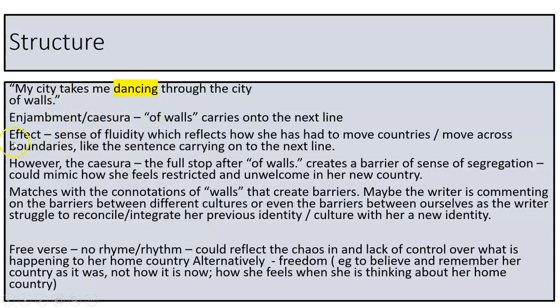So what could we say about this? Well, the effect of enjambement is always kind of fluidity. Things keep moving. And this might reflect how she's had to move countries or move across borders and boundaries. Just like the sentence has to carry on over onto the next line, she had to carry on moving from one place to the next. She wasn't able to stay still.